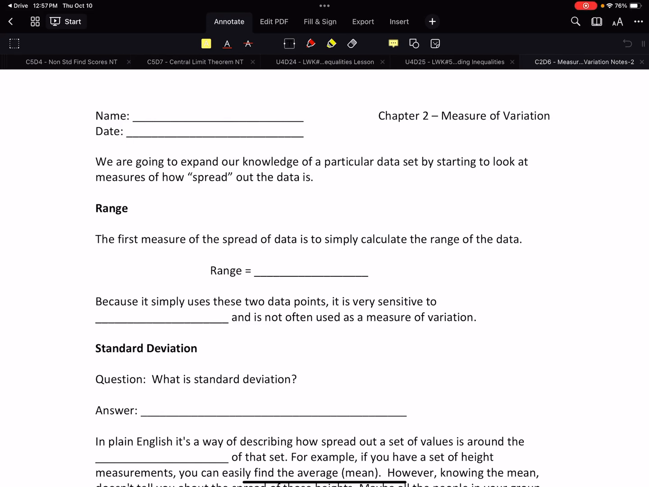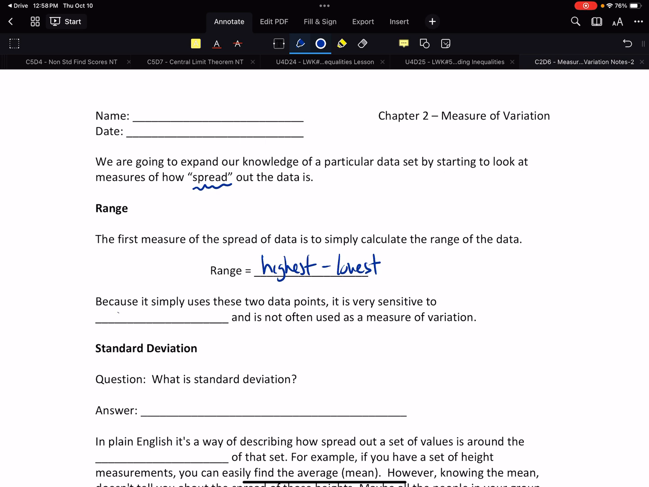All right, measures of variation, with the main focus today being on something called standard deviation. So the first thing we're talking about is range, because we're focused on how spread out things are. Range is one indicator. Range is our highest number minus our lowest number. And range isn't always the best thing to look at.